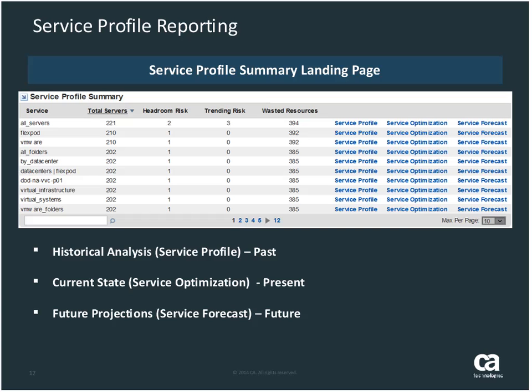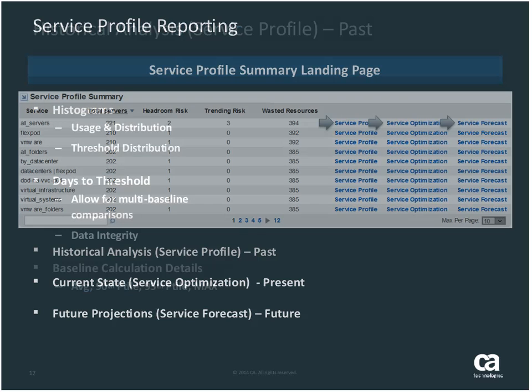I'll give you an overview of items of risk and waste within that service, and then you can drill down to profile, which will show you some of the past historical data. Optimization will do resizing suggestions on the current state, and then the service forecast, which is what we're going to concentrate on today, and that's looking out into the future. So we have these three main links that we're going to be drilling into.